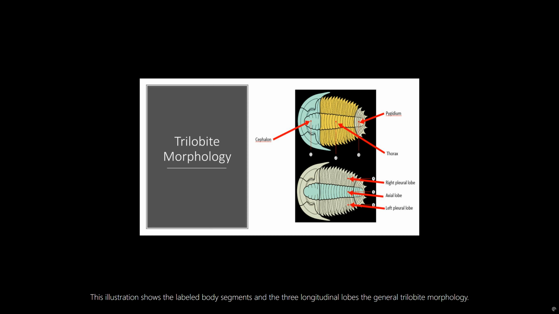This illustration shows the labeled body segments and the three longitudinal lobes that make up the general trilobite morphology. On the top, you can see the cephalon, the thorax, and the pygidium. On the bottom are the longitudinal lobes, the left pleural lobe, the axial lobe, and the right pleural lobe.